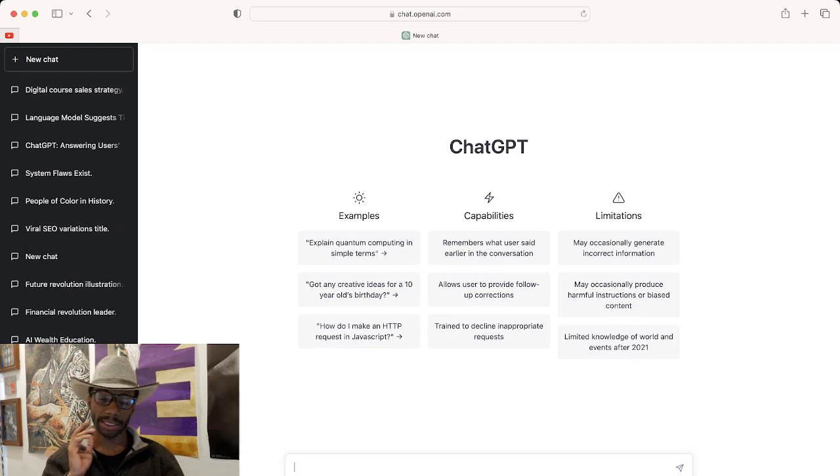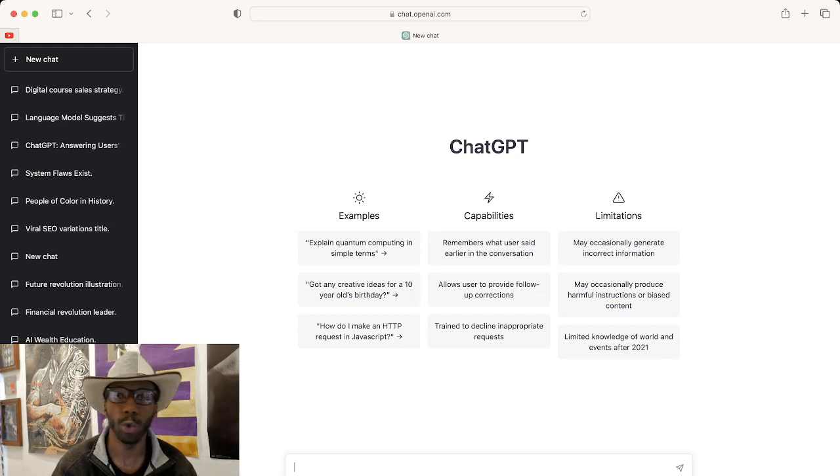I want you to think: what if you had your own personal Jarvis from Iron Man? What if you had your own personal assistant that can teach you how to do almost anything in the world? Think of ChatGPT from that perspective, like Siri on steroids. Siri and Alexa are alright, but ChatGPT is on a whole other level.